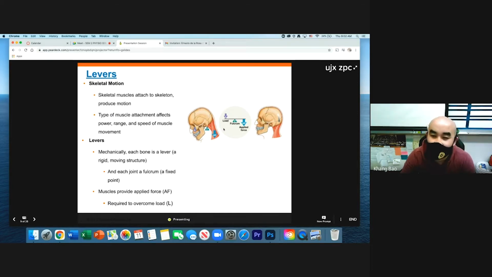Okay, so in the lever you have what we call a fulcrum. A fulcrum is like a middle point. And then you have an applied force and you have a load. It's like a lever, to balance out. So in your muscle, a fulcrum would be a fixed point, like a joint. A fixed point. This point doesn't move, just like in the middle of a lever. But what moves are your load and applied force.